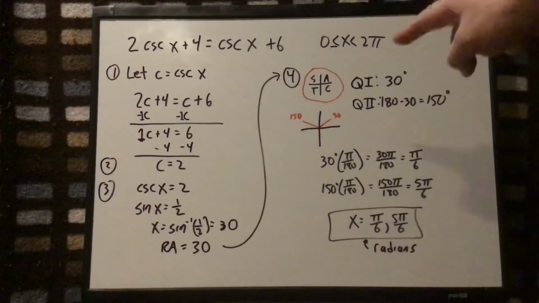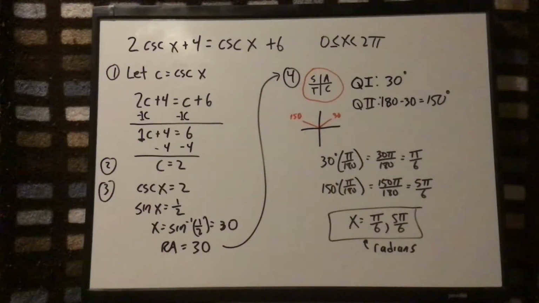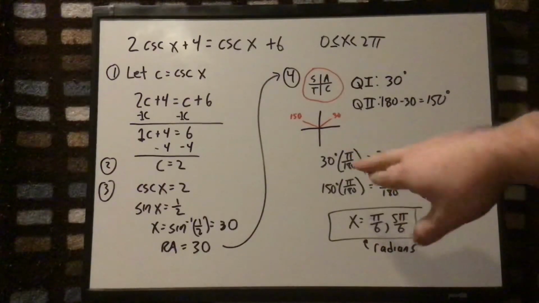So in order to get the radian measure, I need to multiply by pi over 180. Since the degrees came out exact, the radians will come out exact. So the radian solutions are pi over 6 and 5 pi over 6. If you're having trouble simplifying, basically that 30 is 30 over 1.